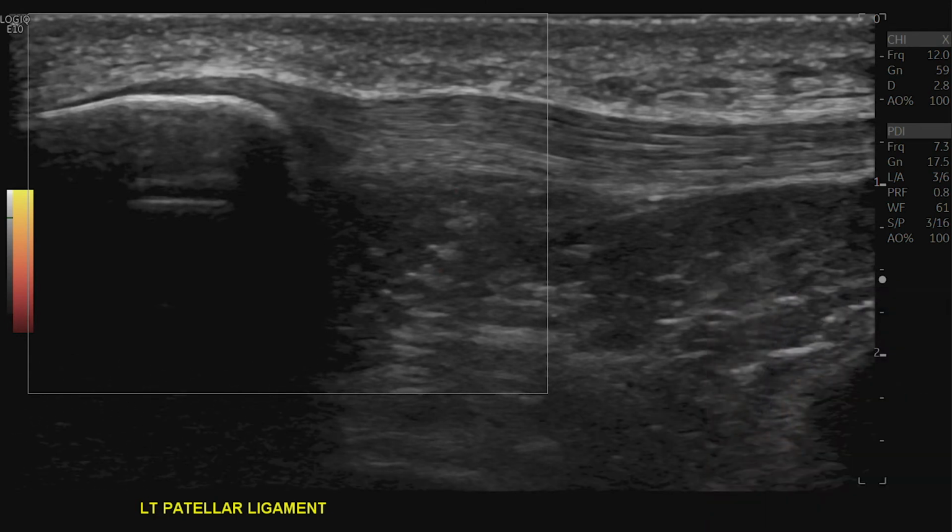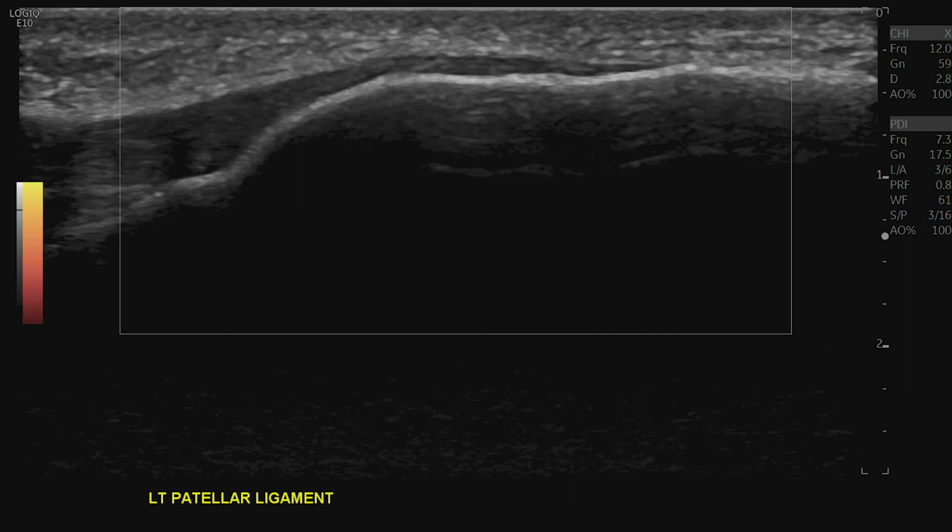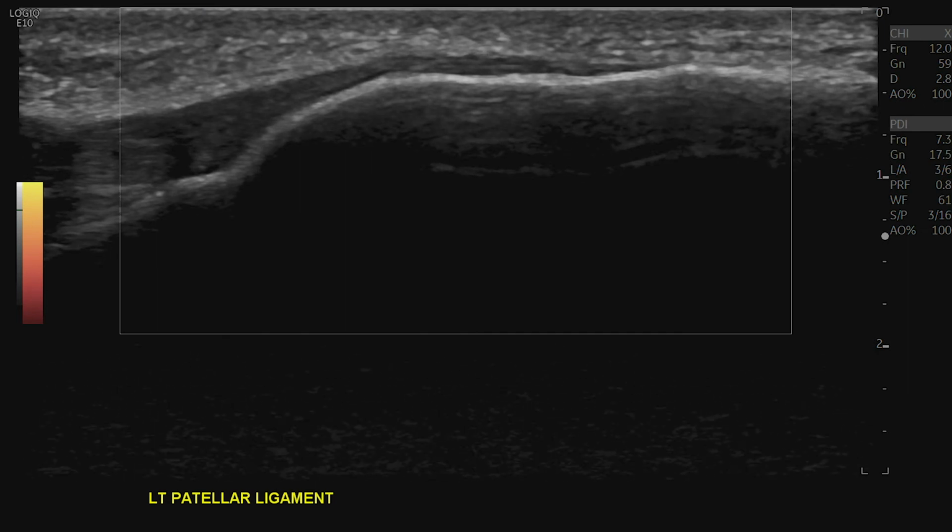It is important to accurately define the location of the Doppler signals and not overcall the feeding vessels as pathological. The feeding vessels may be close to the insertion, but the transverse view would help to determine whether the signals are within the borders of the ligament or outside.